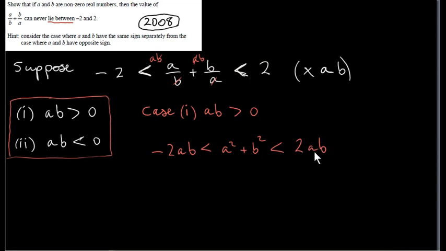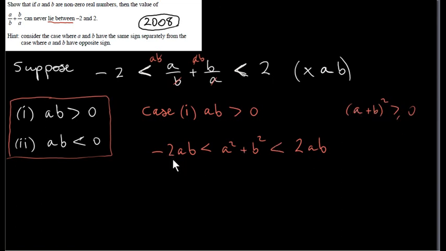Now it's not so clear whether this is true or not, but let's try to work 0 into this. We're going to try and use the fact that (A plus B) squared is greater than or equal to 0, or that (A minus B) all squared is greater than or equal to 0. Something squared is positive. So we try to work 0 into this inequality.